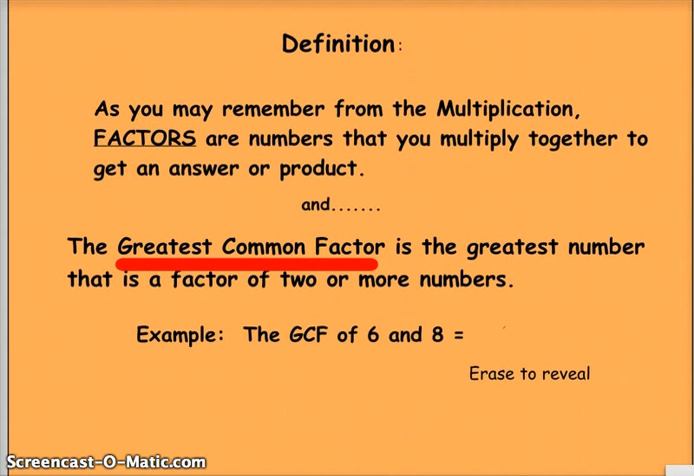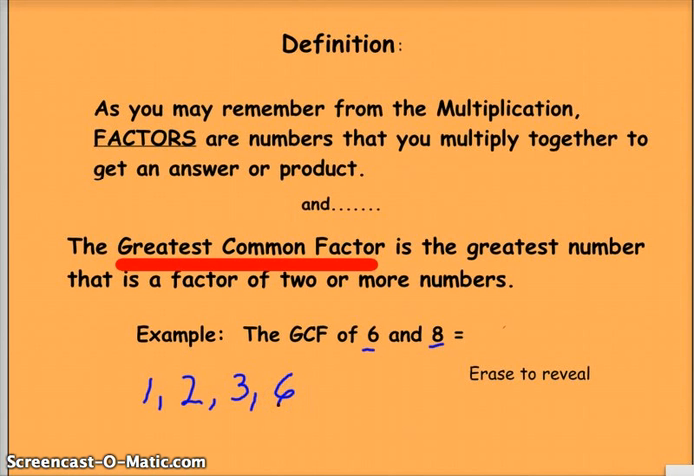So if we looked at this example, what is the greatest common factor of 6 and 8? Both 6 and 8 are small numbers, so we could talk about the factors of 6 for a minute. Well, I know 1 is a factor of 6. I know 2 is a factor of 6. 3 is a factor of 6. And not 4, not 5, but 6 itself.